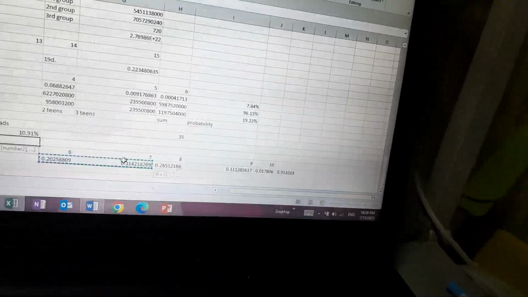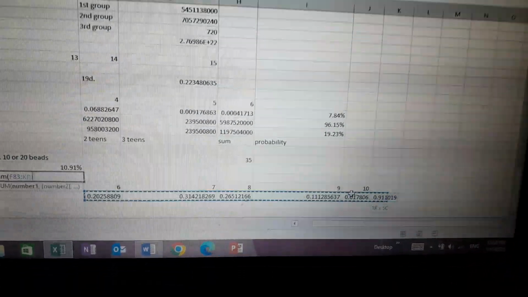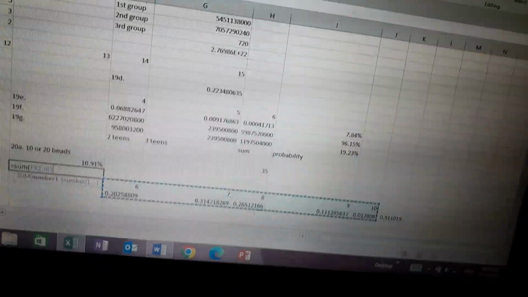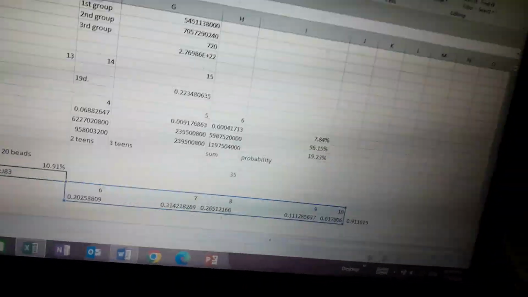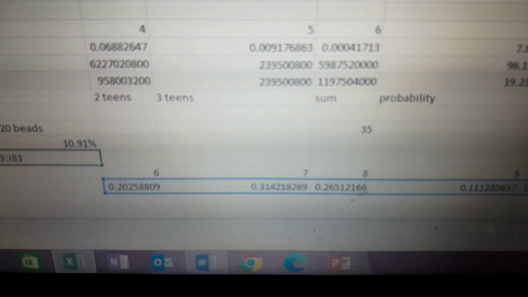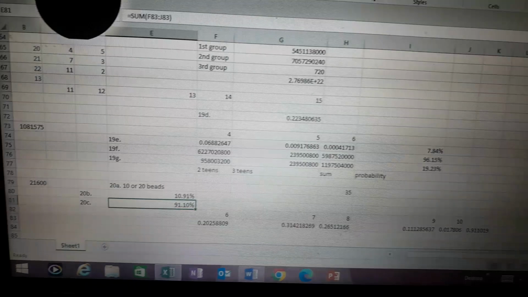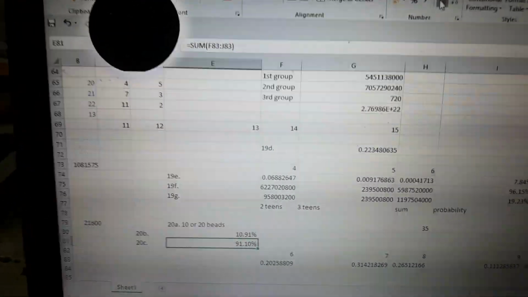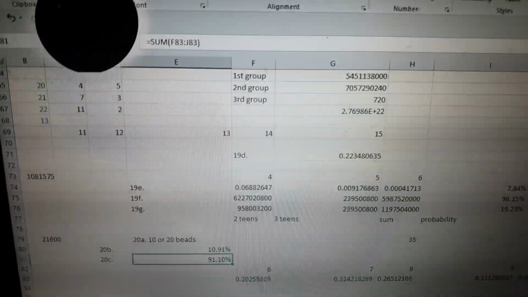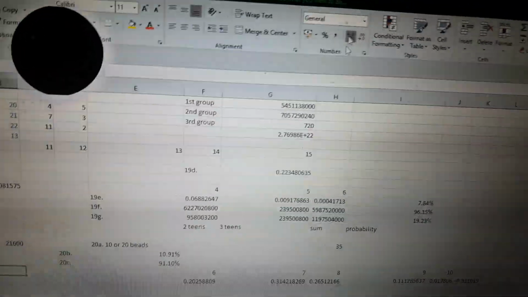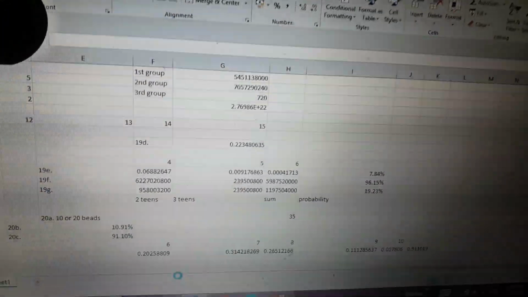So your answer here is the summation of all the probabilities that we have computed from 6 to 10. Okay? You remember, you saw the ones in decimal? Those are the probabilities that we computed. And we should get this answer of 91.10%. Wow! Almost more likely. That's letter C. Next, letter D. Are you ready? Let's go!